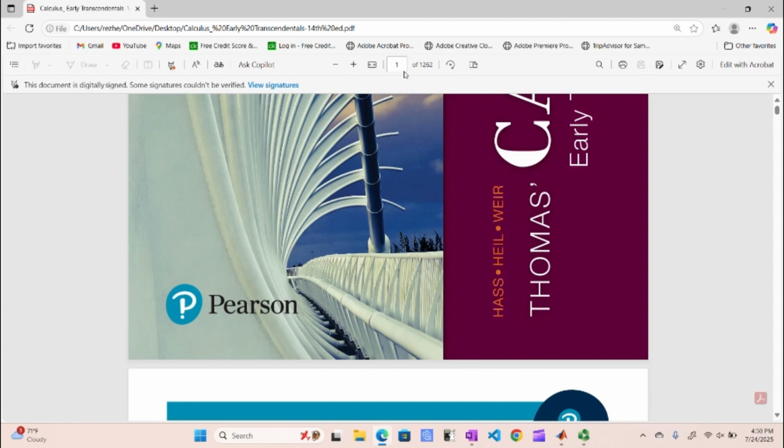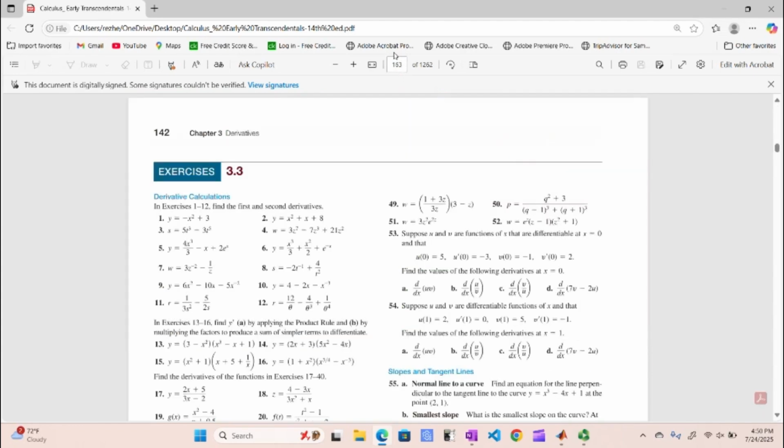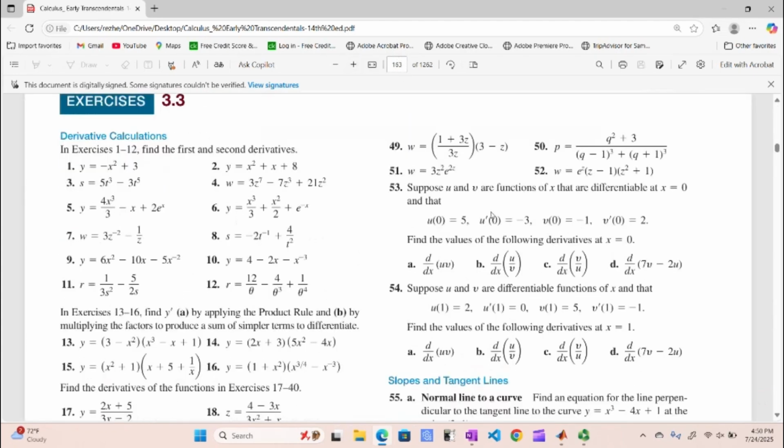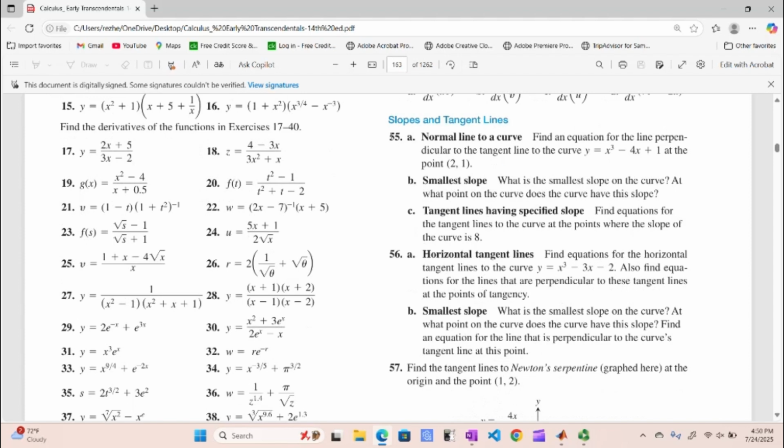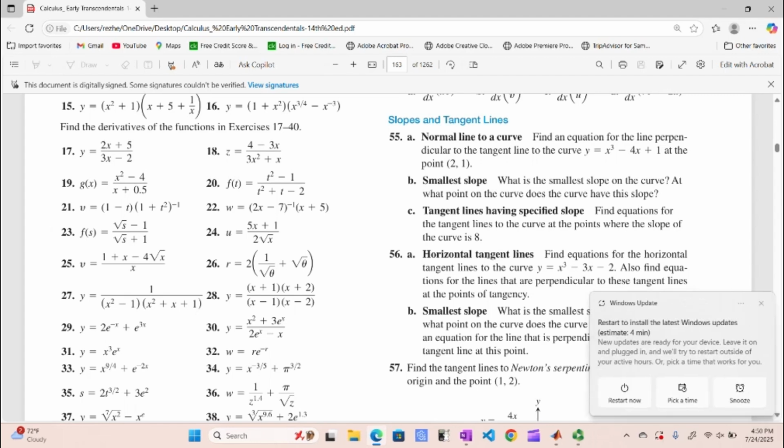All right, so let's go to the page where we're going to look at the problem. It's on page 163. Let's make this bigger. We're going to be looking at problem 55A. It says, normal line to a curve: find an equation for the line perpendicular to the tangent line to the curve y equals x cubed minus 4x plus 1 at the point (2, 1).